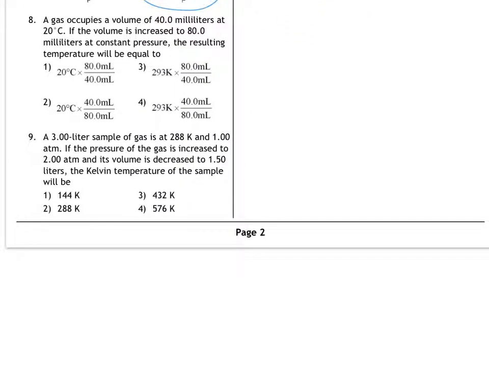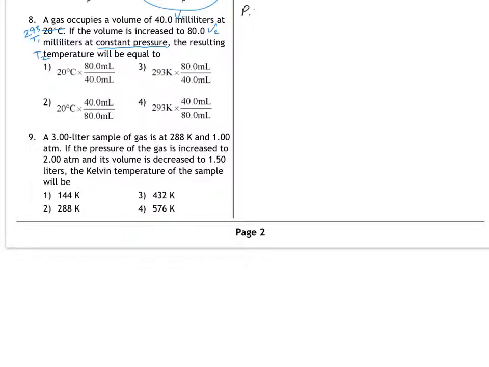All right, number 8. Looks like we're back to gas laws on this one. A gas occupies a volume of 40 milliliters, so there's my V1, at 20 degrees Celsius. I would like to convert this to Kelvin right now, and the way to do that is to add 273 to this value. So instead of 20, I'm going to write 293, which is 20 plus 273, and it's my value for T1. So if the volume is increased to 80 milliliters, it's going to be my V2 at constant pressure, so I'll drop the pressure out. The resulting temperature would be equal to, so that's my T2 value.